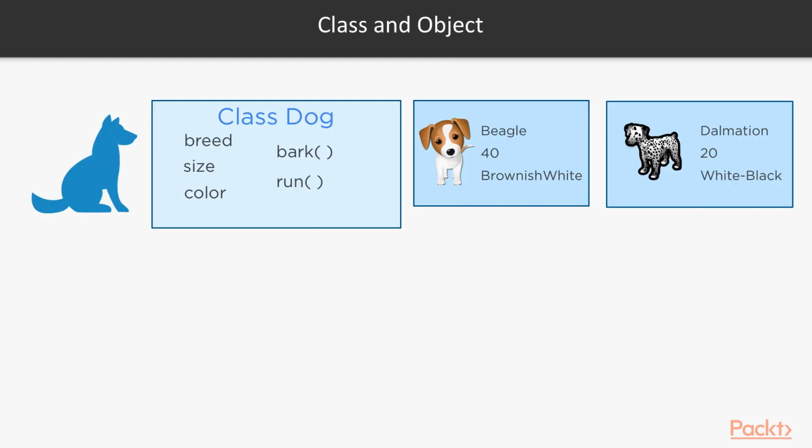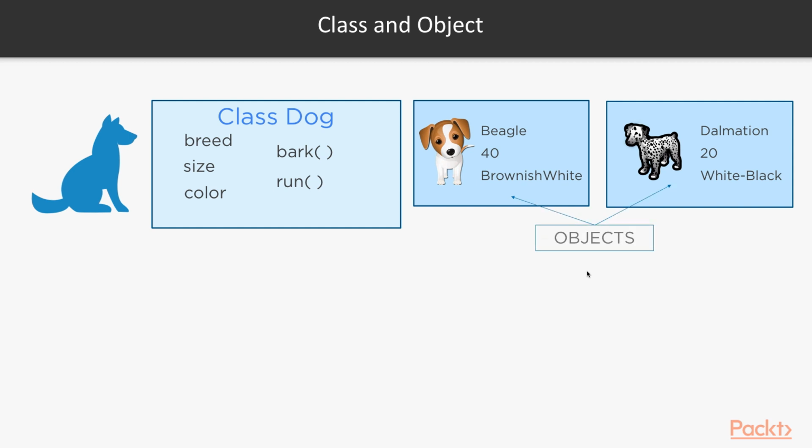Now at the end, let us summarize what we have learned in this video. In this video, we created the class of Dog, and out of that class, we created two dog objects. For example, in this slide, I have Beagle and Dalmatian. These are two other examples apart from what we took in this video.